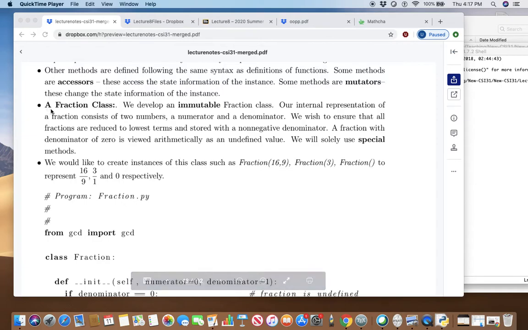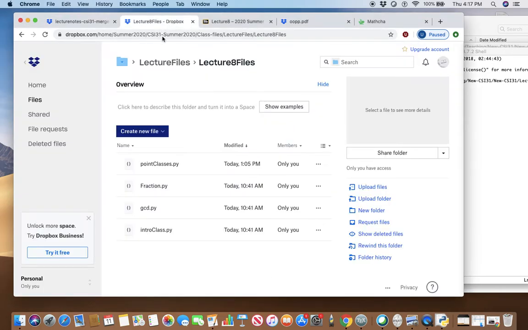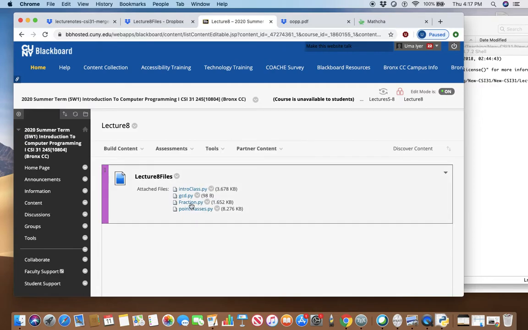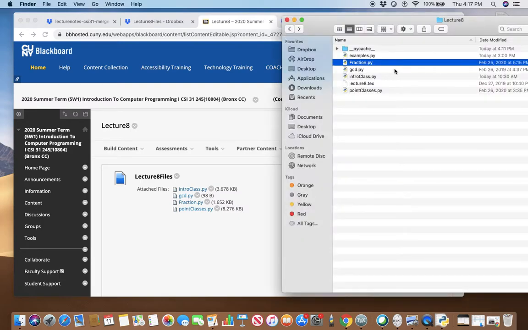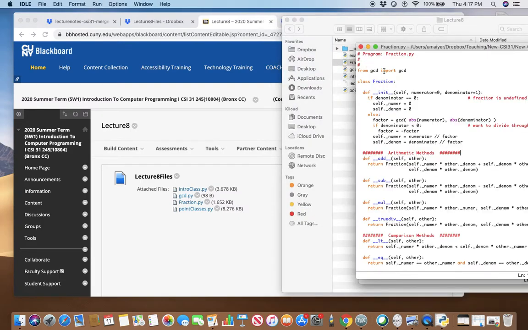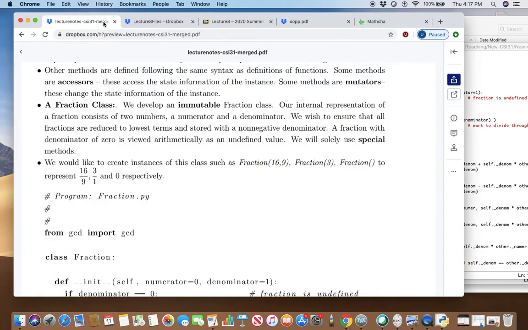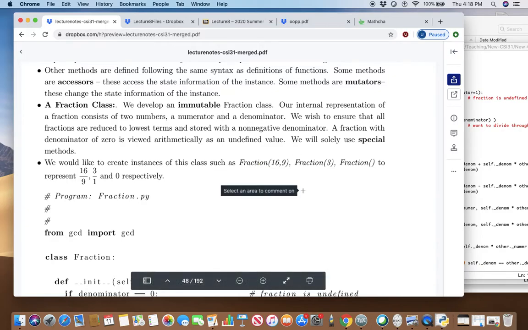We are now ready to define a fraction class. The Fraction class is available to you in Dropbox as well as in Blackboard. Have a look at the file. Now we want to develop a fraction class which is immutable. Immutable means we should not be able to change the instance variables. So the user should not be able to change these.